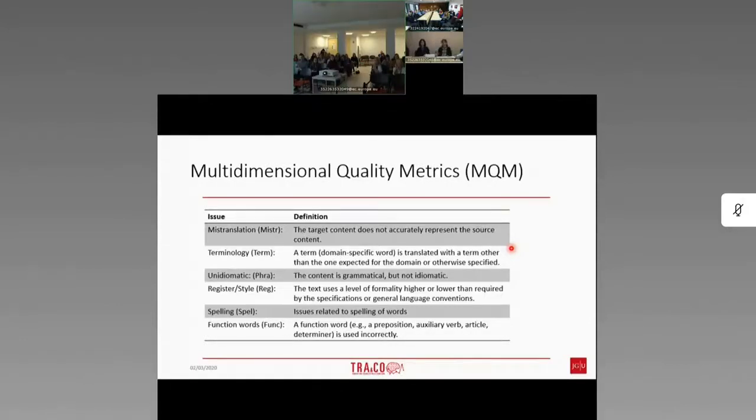Then we have something that is called phraseology, unidiomatic. So it is correct grammatically, but not idiomatic. And then register or style, where the text uses a level of formality which is higher or lower than required by the specifications or for that text. Spelling issues and function words. So function words are things like prepositions, auxiliary verbs, or articles, which are used incorrectly.